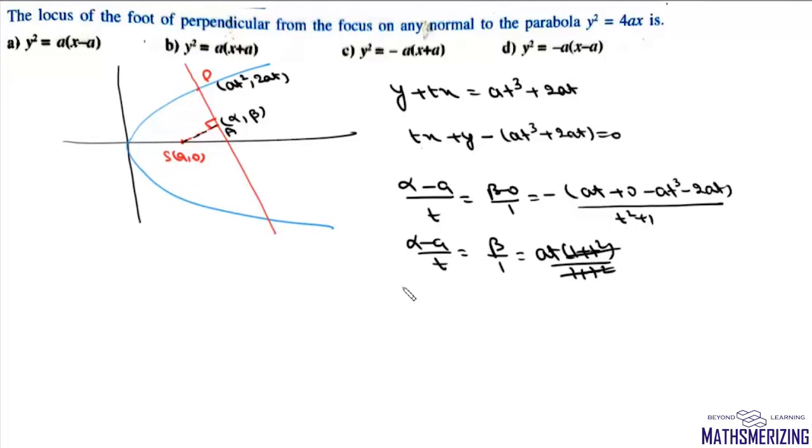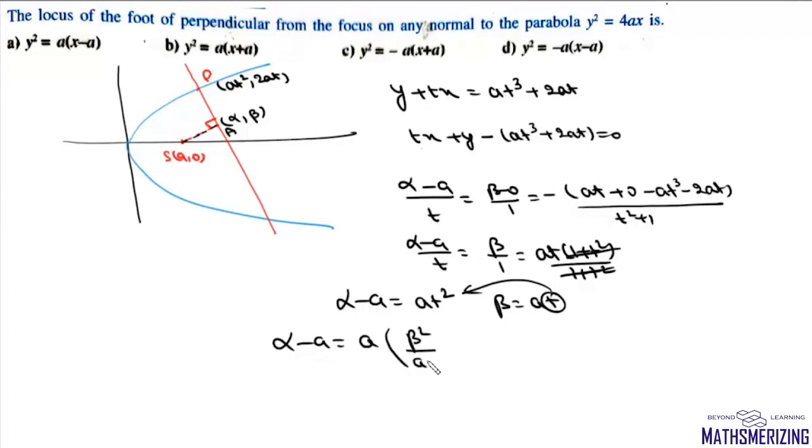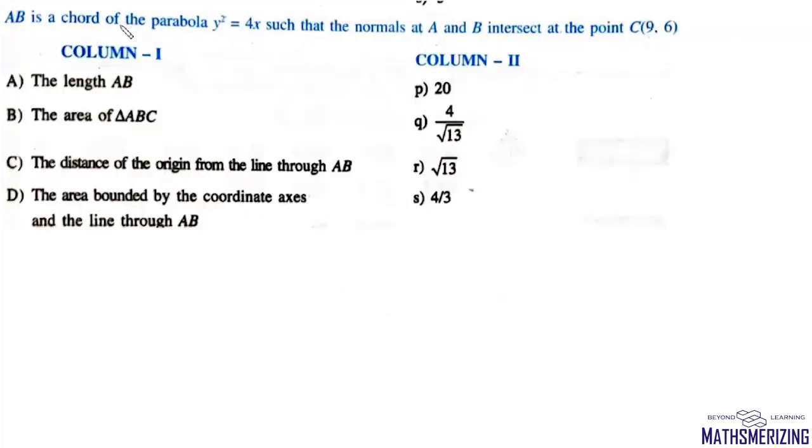So from this first one we can write alpha minus a is equal to at square, and from the second one we'll get beta equals at. Now we'll eliminate the value of t. So we can write this equation as alpha minus a equals a, and then t square will be beta square upon a square. So we'll cancel this a. So we can write this equation as y square equals a into x minus a, and that's your option number A.